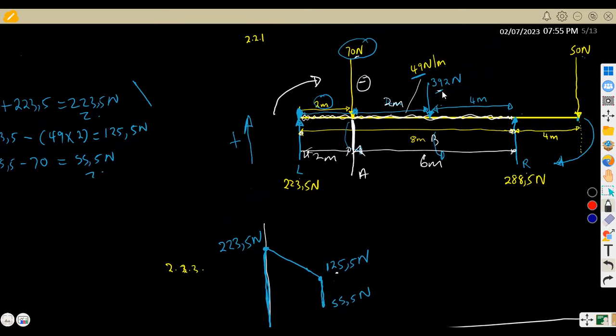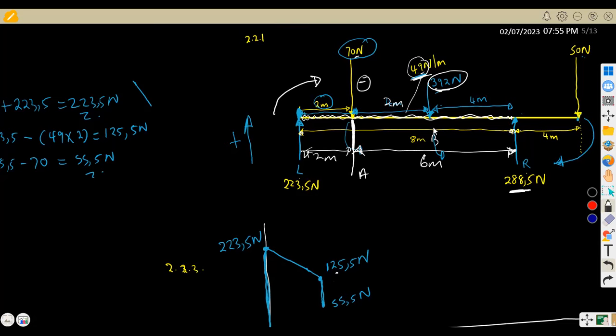the 392, which is the one that is in between at this point. I mean, before we actually reach the support at R here, which is 288.5, we are having our distributed load again, 49 Newton per meter. In between, now it's affecting the distance of 6 meters. So forget about this 392. We are working with the force per meter over 6 meters. Remember, the 392 was taken over the whole distance of 8 meters, but now it's separated for the 6 meters.